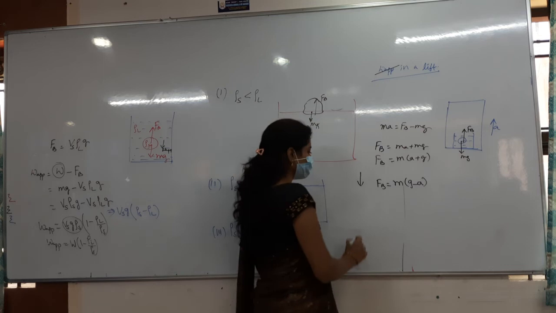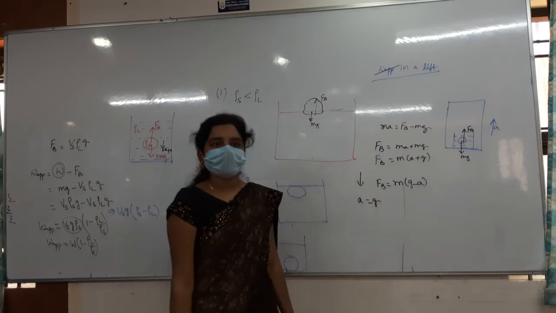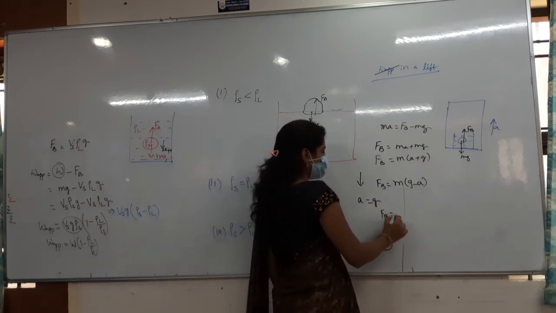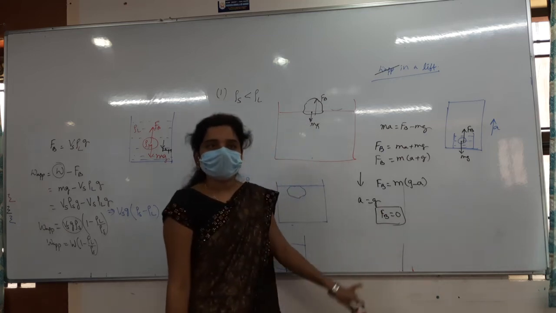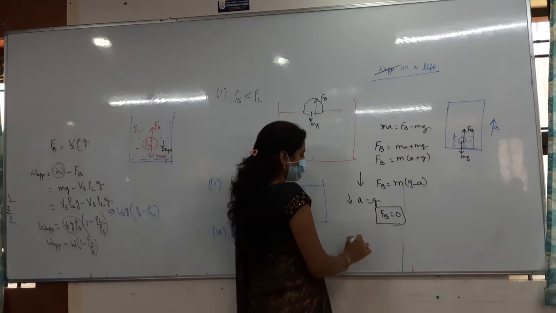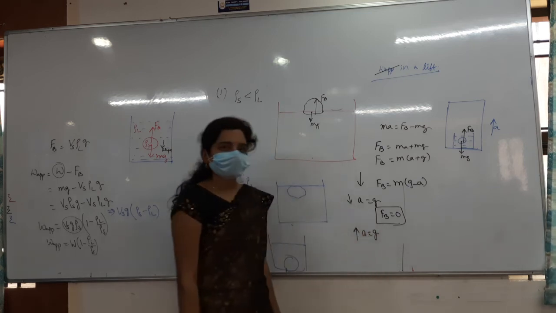Whenever the lift is falling freely with a equal to g, at that time what happens? Force of buoyancy will become how much? 0. Why? Because the body is completely falling freely, there is no upthrust, nothing. So FB is equal to how much you will get? 0 only.